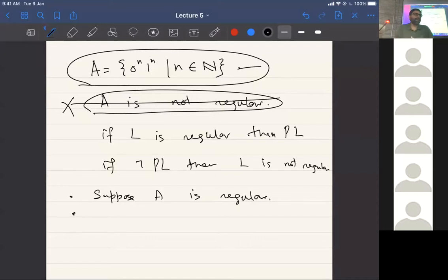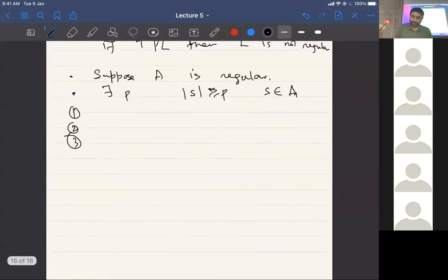So let's try to prove it by contradiction. If A is regular, and since A is infinite, there must exist some number P such that we can find a string S of length at least P such that S is in language A. And those 3 conditions should apply. You remember those 3 conditions, right? So let's try to figure out which strings are acceptable. If I say that S is 0 power P, 1 power P, is this string in language A or not?